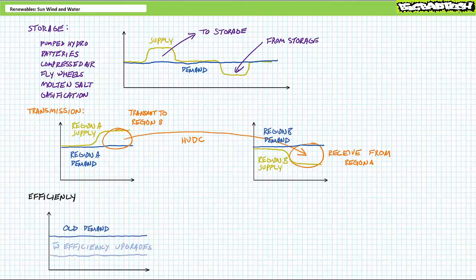Efficiency. Viewers will recall that more efficient devices use less energy to accomplish the same task. A society using more efficient devices does not need to generate as much power, since less power is directed towards losses.